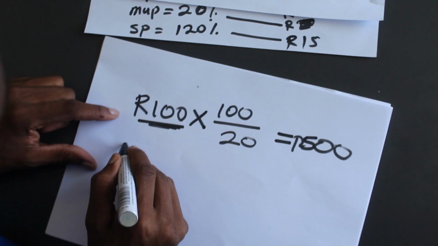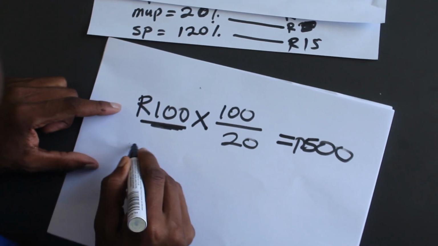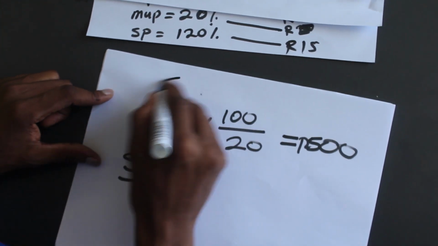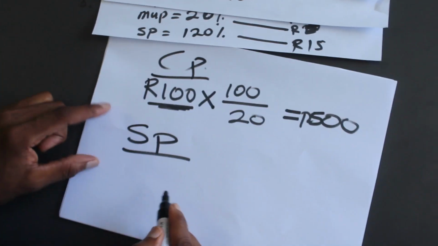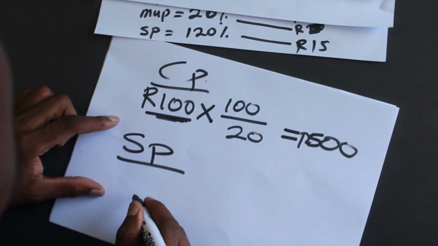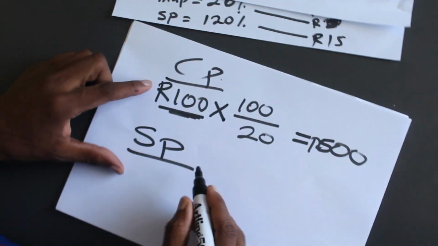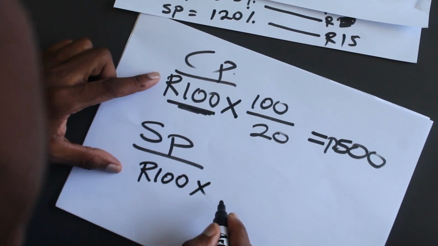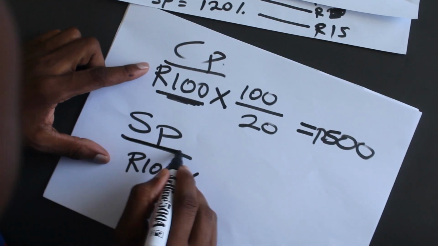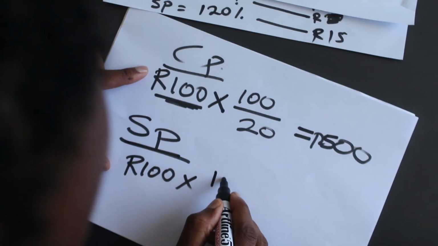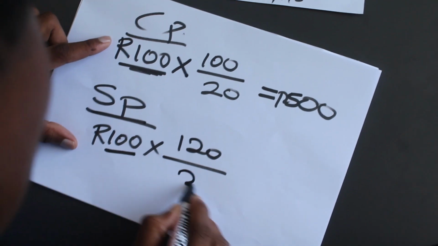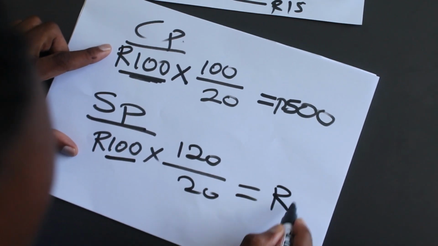And therefore let's calculate our selling price. Actually here we were calculating our cost. Let's calculate our selling price. Our selling price as well is going to be an easy amount. Remember we're using the markup values to calculate the selling price. So we're going to say the amount we have is 100 rand multiplied by the percentage of the selling price, which is 120, divided by the percentage of this, which is 20. You'll get your 600 rand.